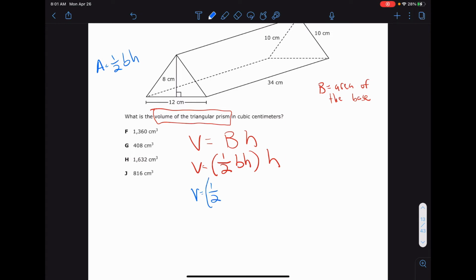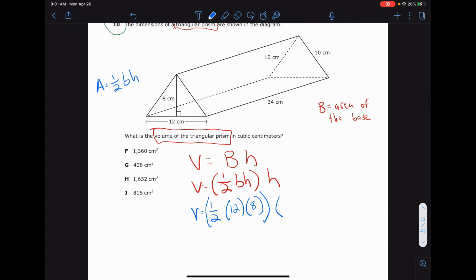So here I have my base is 12. And my height is 8. And my height for everything, mi altura de todo, is 34. Remember, the sides do not matter. They're trying to trick you. Esos lados no importan.